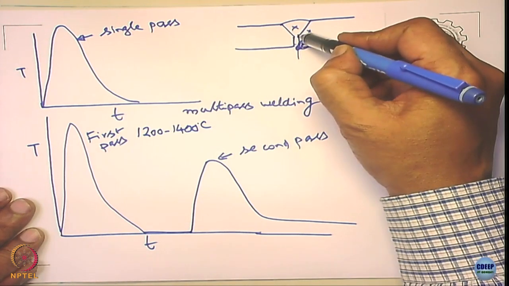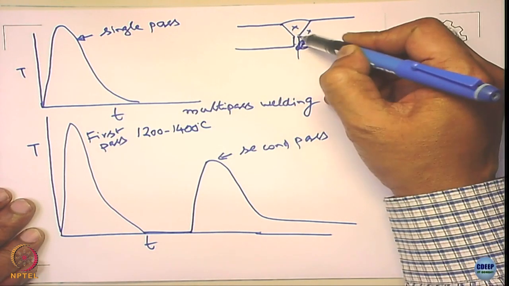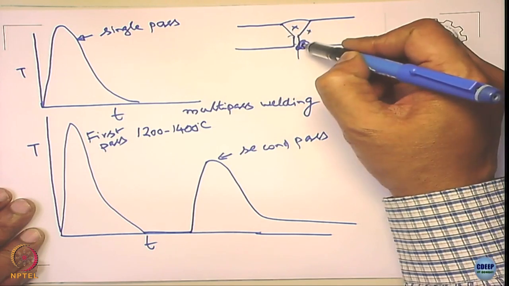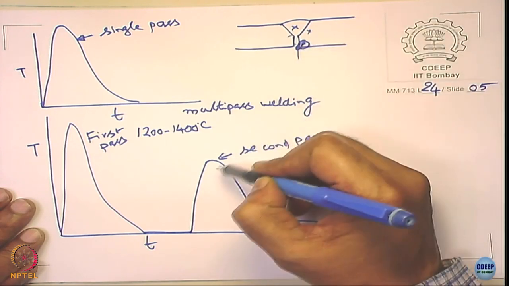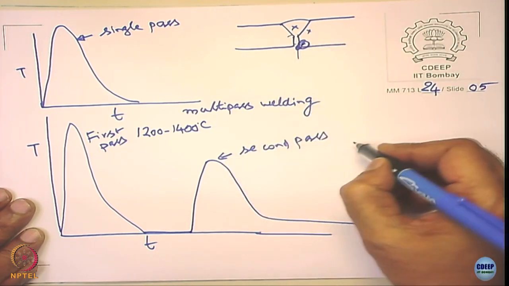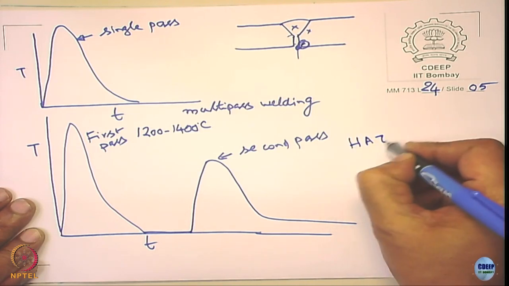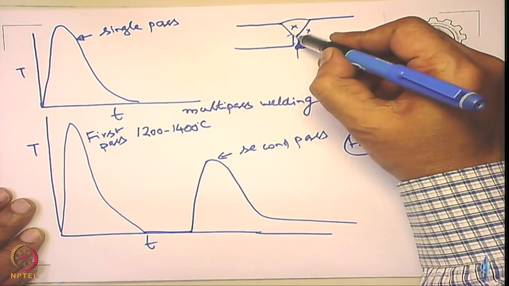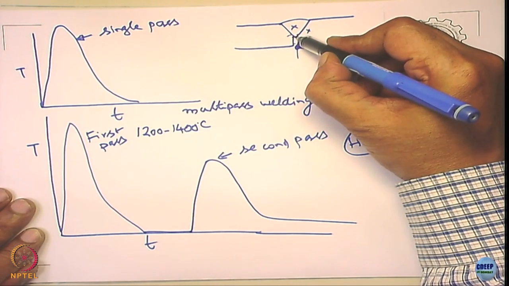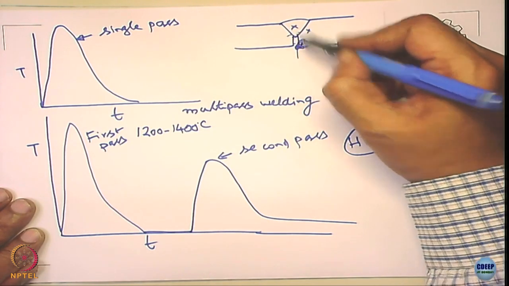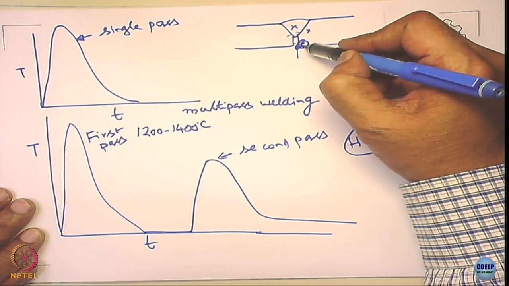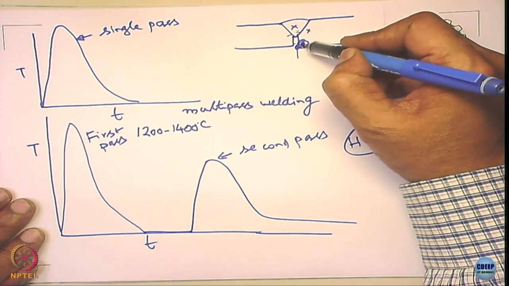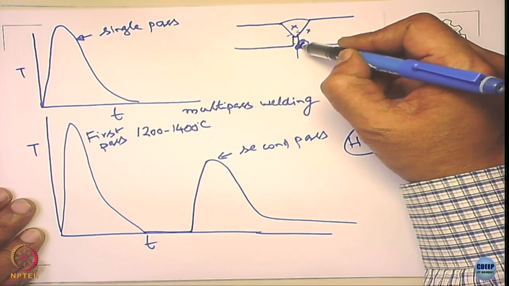When I move up here, suppose I start welding here, this location is going to follow something like a heat affected zone for this area. When I start moving up, what happens? The distance is sufficient enough for me to consider this as heat affected zone.